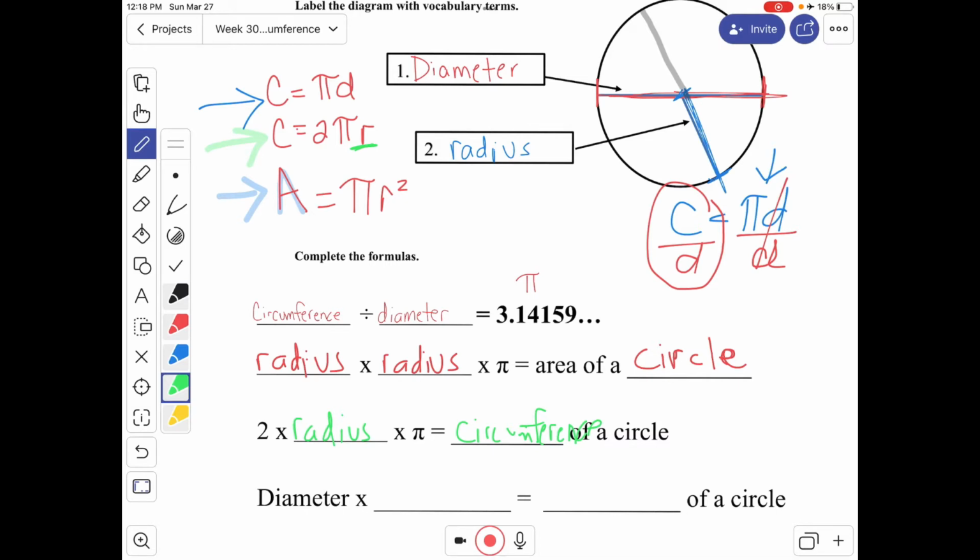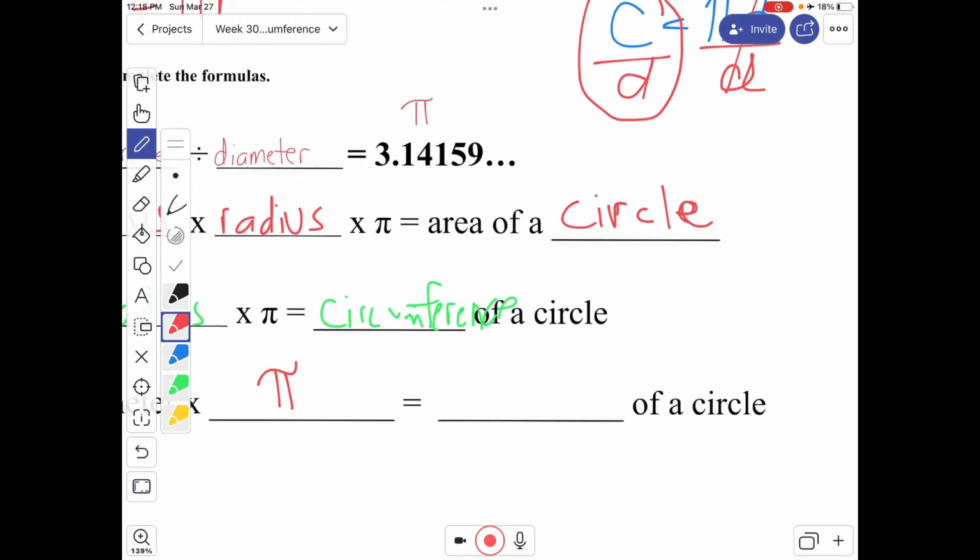The last fill in the blank is diameter times something equals the blank of a circle. Well, the only formula that uses diameter is that very top one that I wrote. So diameter times pi, and you can write the symbol, equals the circumference of a circle.